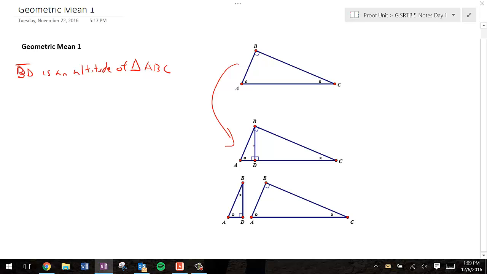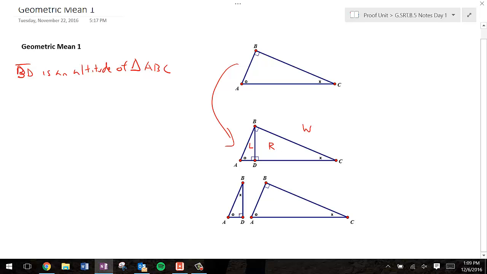The altitude comes from a vertex down straight to the opposite side and creates right angles, as you can see at point D. And it really creates three similar right triangles. And it creates all these different relationships. So we've got what we refer to as our left triangle, our right triangle, and then our whole triangle. Left, right, and whole triangle. And the first one we're going to look at are the left triangle and our whole triangle.